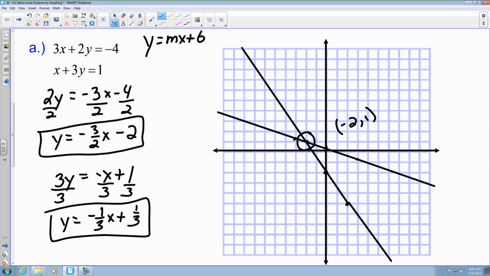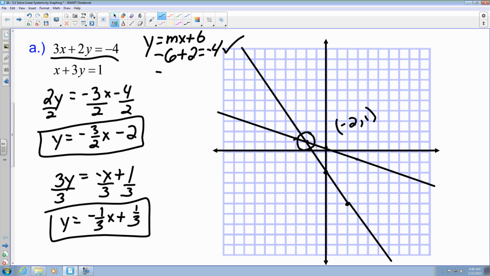So in order to prove that that number is correct, I need to plug them back into the original equation to see if the statements are true. So I'm going to plug in negative 2 for x and 1 for y and see if I get a true statement. I'm going to deal with the first equation. 3 times negative 2 gives me negative 6, plus 2 times 1 gives me 2. Does that equal negative 4? Yes, it does. So that checks out. And now I need to see if it works for the other one. It must work in both equations for the ordered pair to be a solution for the system.